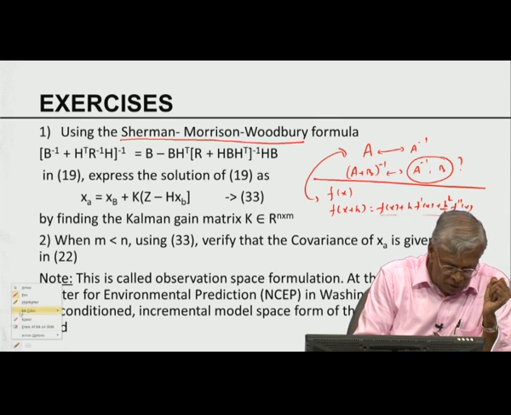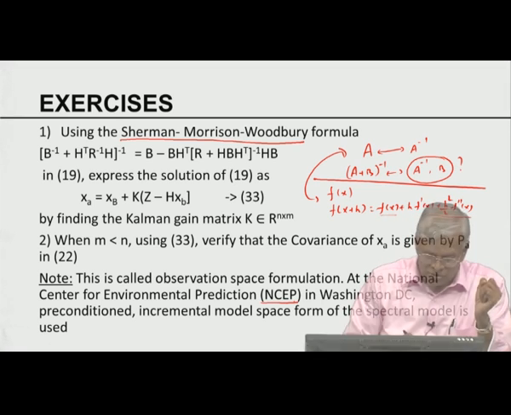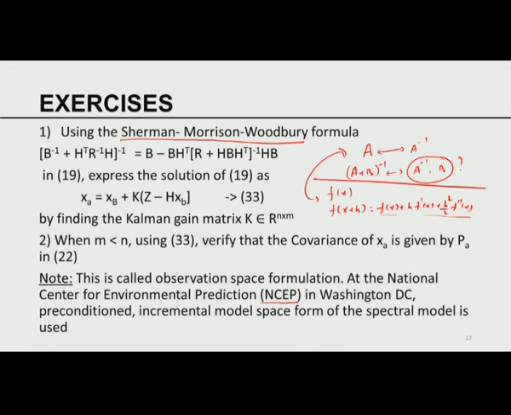I would like to make one or two comments. NCEP in the United States, which is called the National Centers for Environmental Prediction, they use the preconditioned incremental model space formulation for the spectral model. So it's a mouthful. Let me explain this now. What is the model they use? They use a spectral model for the phenomenon. What is a spectral model?